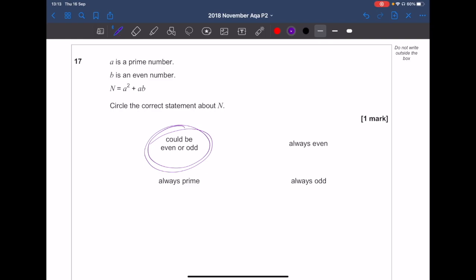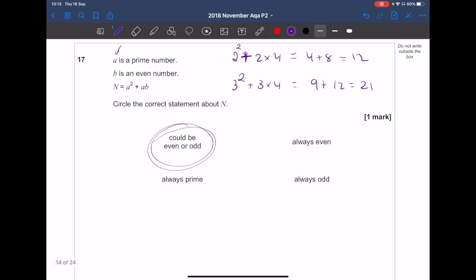So A is a prime number. So let's say the number 2. And B is an even number, so it's 4. So 2 squared add 2 times 4 will give you even. But let's try A being 3. So 3 squared, add 3 times 4. So 9 plus 12, which gives you 21. But 4 plus 8 gives you 12. So it can be either odd or even.